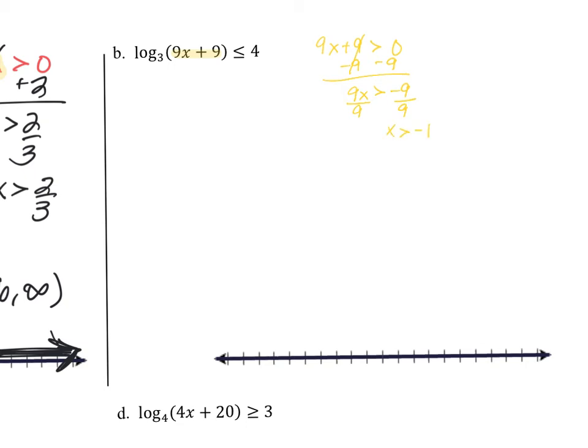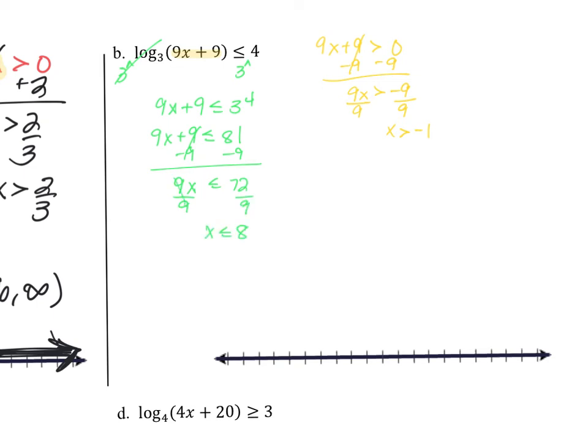Now, let's try solving this. I'm going to raise both sides by 3. That cancels. I get 9x plus 9 is less than or equal to 3 to the 4th. 9x plus 9 is less than or equal to 81. Subtract 9 from both sides. You get that 9x is less than or equal to 72. Divide by 9. X is less than or equal to 8.